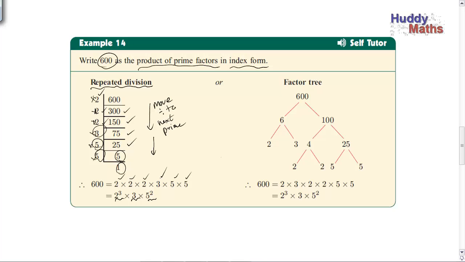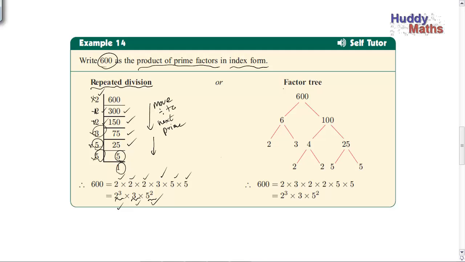Can you see, writing 600 in this way, we can see it is divisible by 2 and by 3 and by 5, because that will divide into each of those prime factors, each of those numbers.